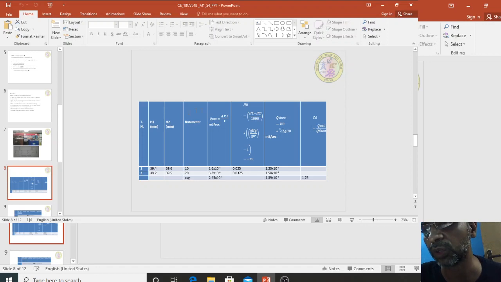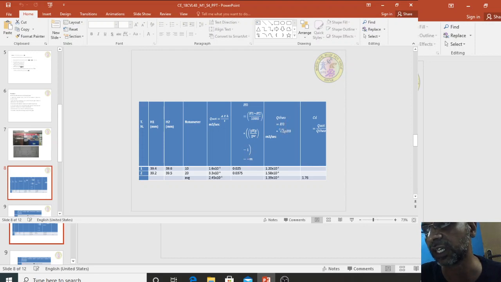For the rotameter, it gives the rotameter reading, that is 10, and then Q actual is A H by T. As I said earlier, A is the cross-sectional area of the tank, H is the rise in the water, and T is how much time it takes. So that reading we have to substitute, and we will get this value. Then H0, the difference of H1 and H2, divided by 1000, times rho g by rho w minus 1, you will get in meters.